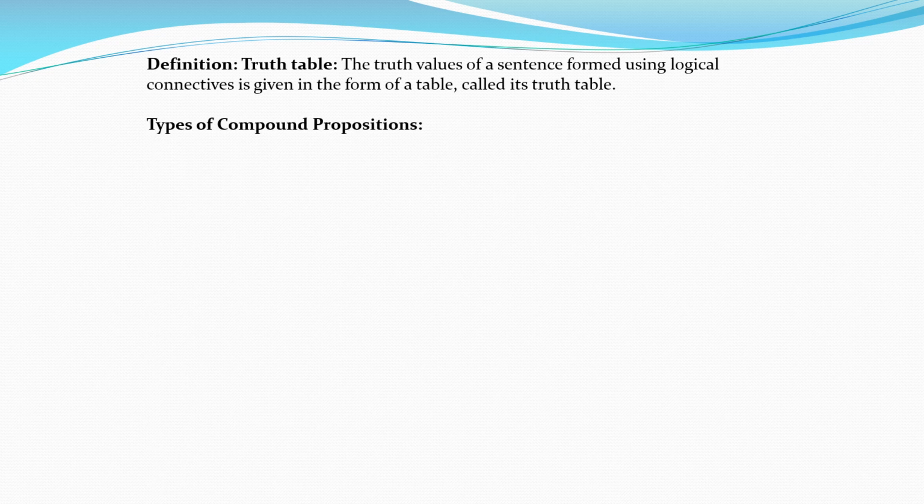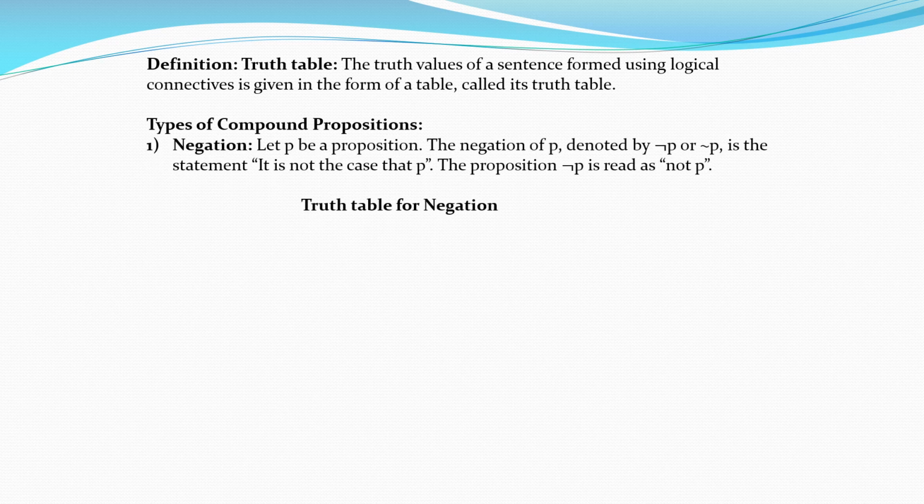Now, truth table. The truth values of a sentence formed by using logical connectives are given in the form of a table that is called its truth table. Now, first is negation, that is a type of compound proposition. Let P be a proposition. The negation of P is denoted by either this symbol or this symbol. It is the statement, it is not the case that P. The proposition negation P is read as not P.